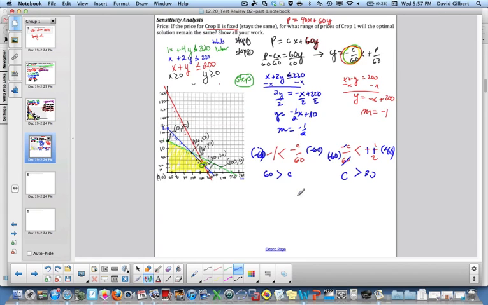What that tells me is that really c must be between 30 and 60. And c, you remember, stands for the price of crop 1. So the price of crop 1 must be between $30 and $60. All right. If it's not, that will change our optimum point.